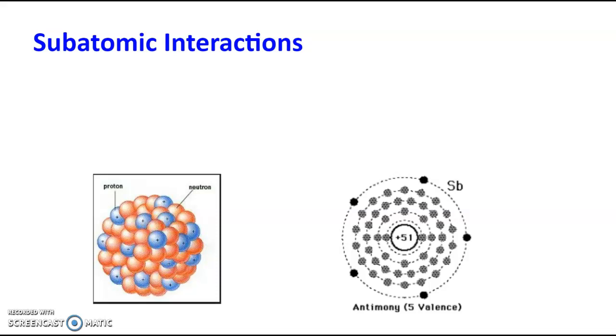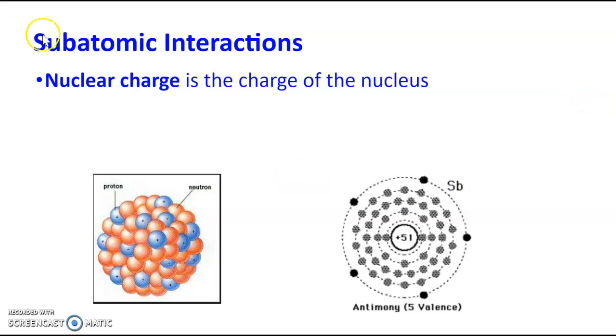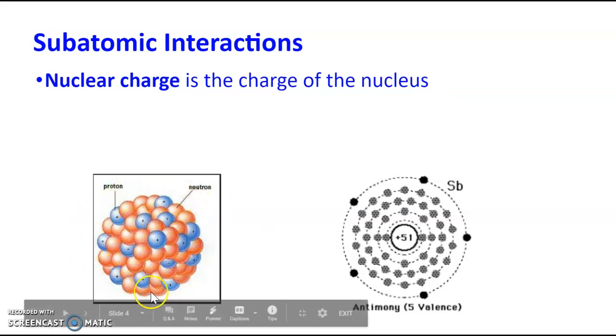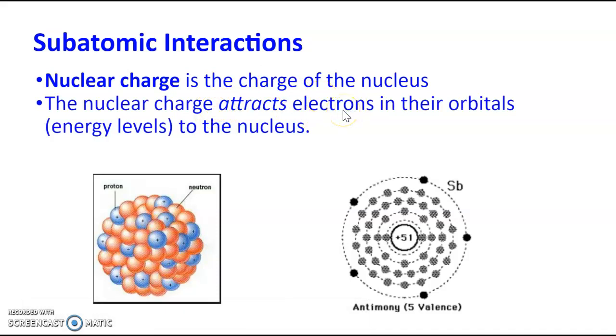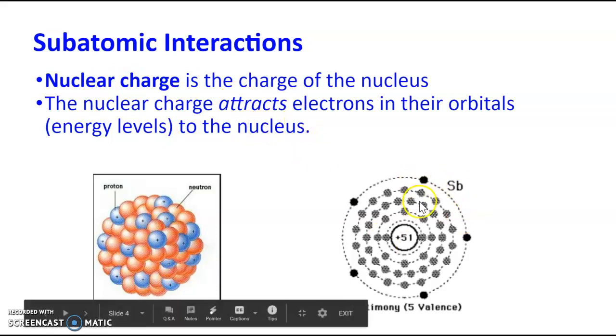Okay, so this is going to help us to kind of visualize this a little bit better, hopefully. So subatomic interactions, the nuclear charge is the charge of the nucleus. So that's always positive. Here's our nucleus with our positive charge and neutral neutrons. And the nuclear charge attracts electrons in their orbitals to the nucleus. So all these orbitals that you can see on this antimony are all being drawn in towards the nucleus, but they're moving at a high speed, so they don't get sucked all the way in.